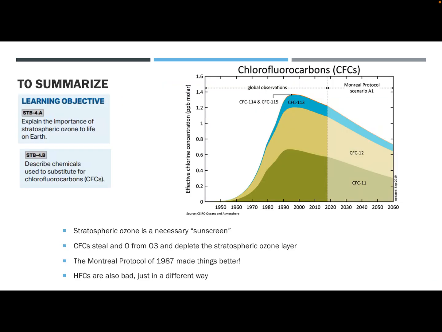So to summarize this, our goal was to explain the importance of stratospheric ozone to life on Earth and describe chemicals used to substitute for chlorofluorocarbons. What we discovered is that stratospheric ozone is a necessary sunscreen to prevent cataracts and high levels of skin cancers. We used to use a lot of CFCs, which stole the oxygen from O3 and depleted the stratospheric ozone layer. But things got better when we implemented the Montreal Protocol. However, now we use HFCs, which are also bad, but just in a different way.